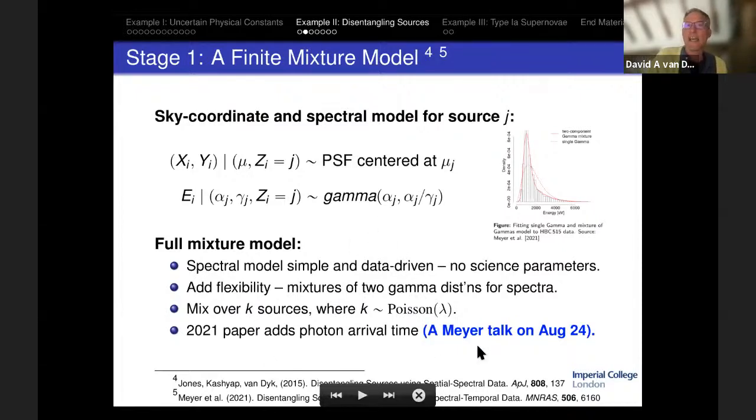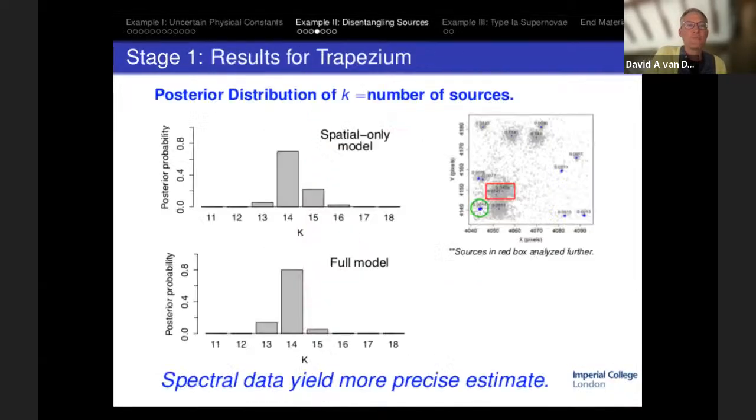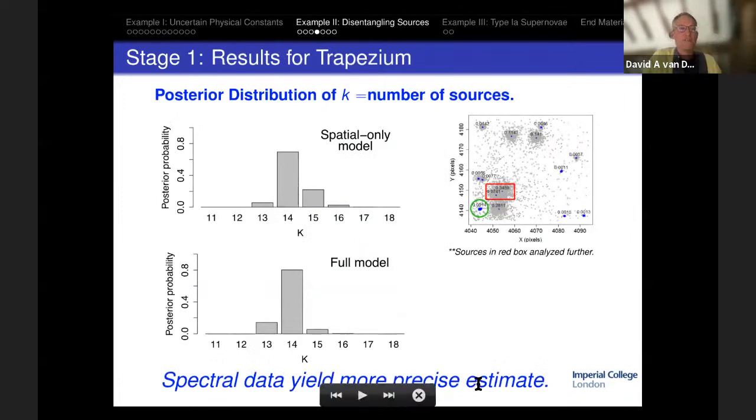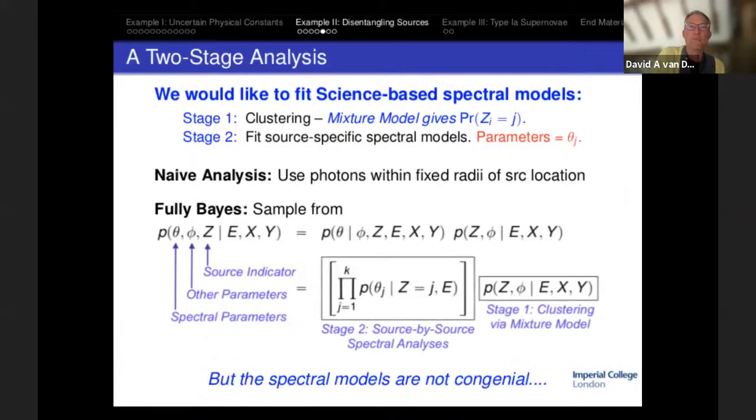His talk was talking about adding another piece of data, which is the time of arrival. And when we do that, just briefly, you can see this is the posterior distribution for the same data set from the trapezium. The posterior distribution of the number of sources using just the spatial information, and the posterior distribution using the spatial and spectral information. And you can see by including the energy, we get a narrower distribution. So that's good news. But what I want to talk about is how I'm going to then use this in the secondary analysis of the spectra. So how are we going to do that?